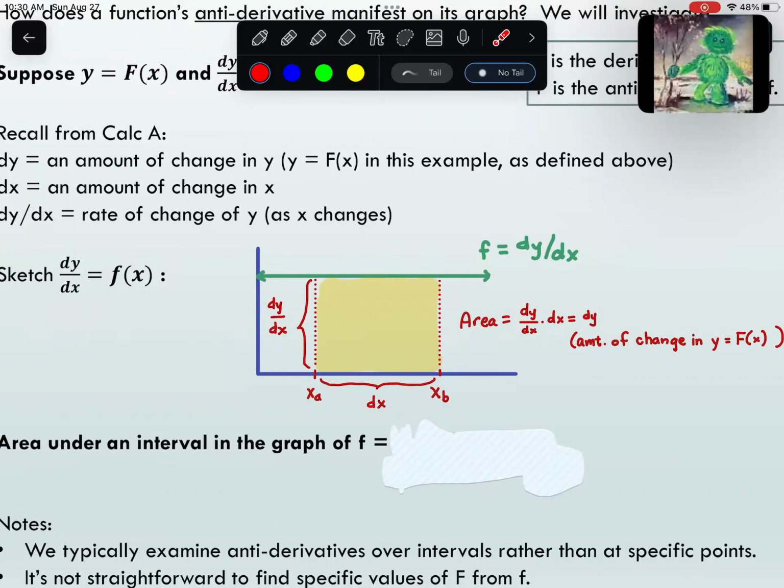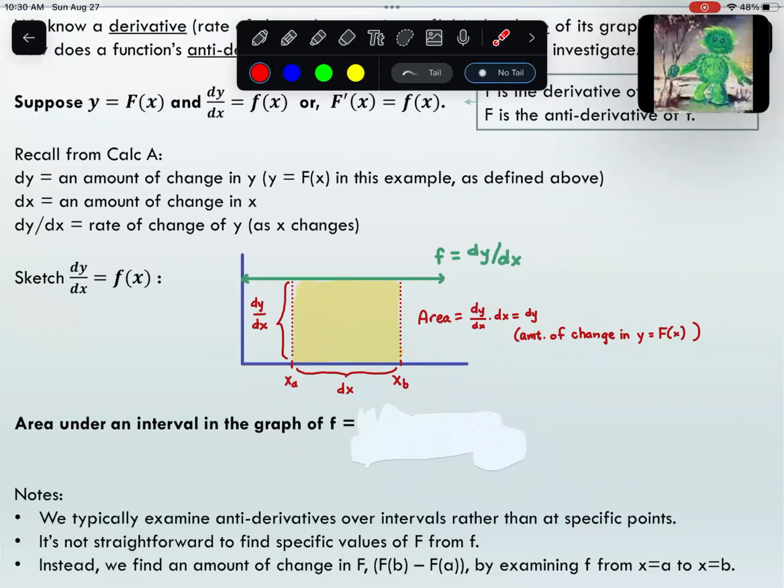If I now try to calculate area the conventional way, it's height times base. It's dy/dx times a dx. Those dx's cancel, leaving us with a dy. And then we glance back up above and remind ourselves dy is an amount of change in y. And y is originally defined as capital F. So be very careful here. We graphed little f, but the area is telling us about big F, the amount of change in big F.